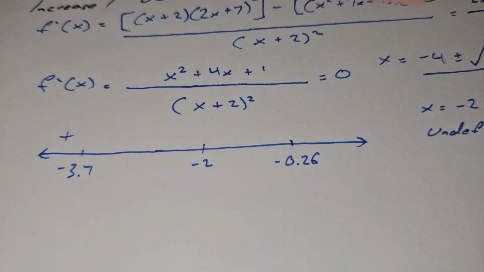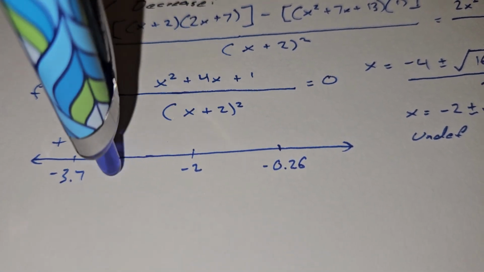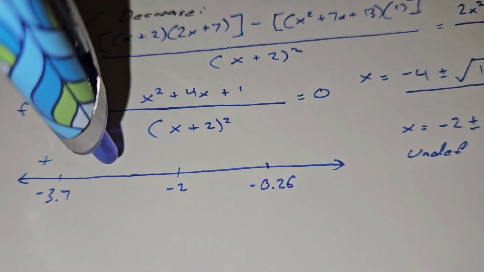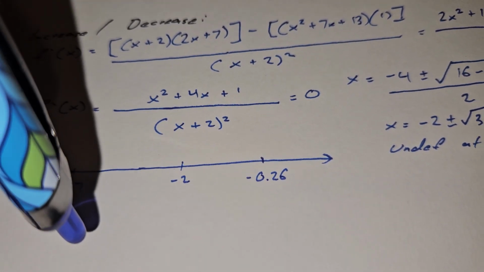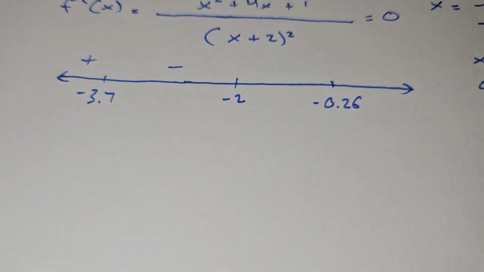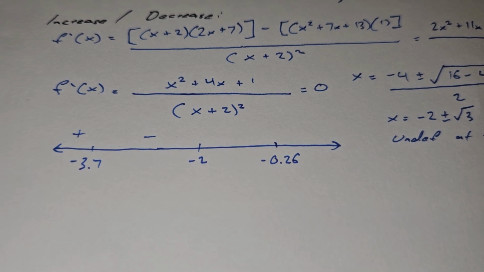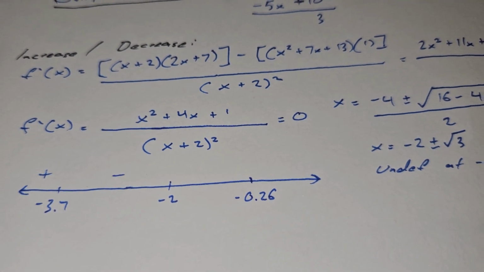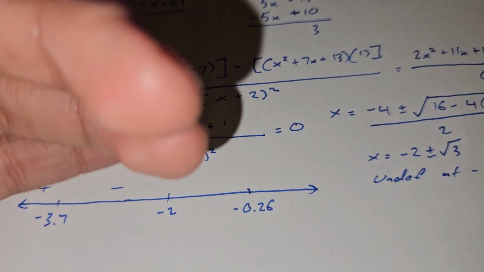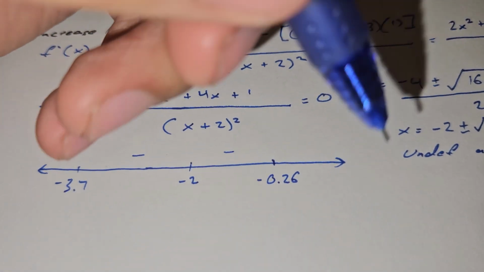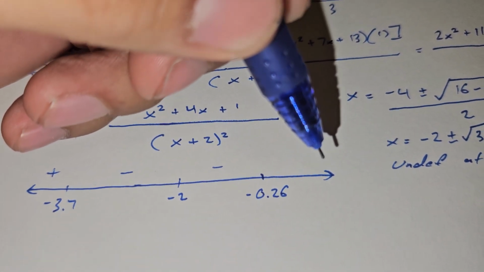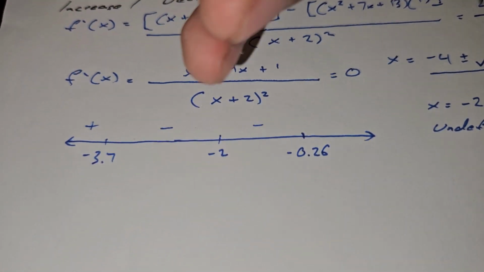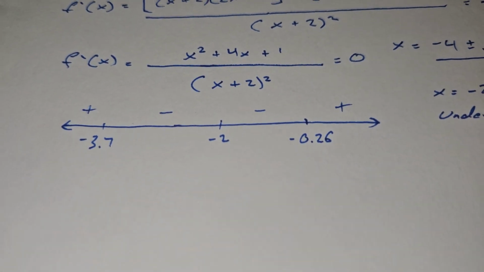For the sake of time, again, I'm not going to plug in these values. But if we plug in any value in between these two points, let's plug in a negative 3, that's going to give us a negative value. So we're going to put in a negative here. Now, any value between negative 2 and negative 0.26, just pick anything and plug it into our derivative function, and that is going to be a negative value. Any value greater than negative 0.26 is going to yield a positive value. Just for the sake of time, I'm not doing that.